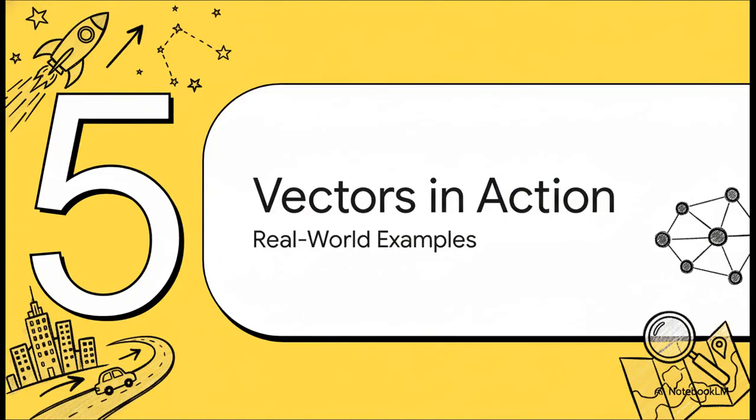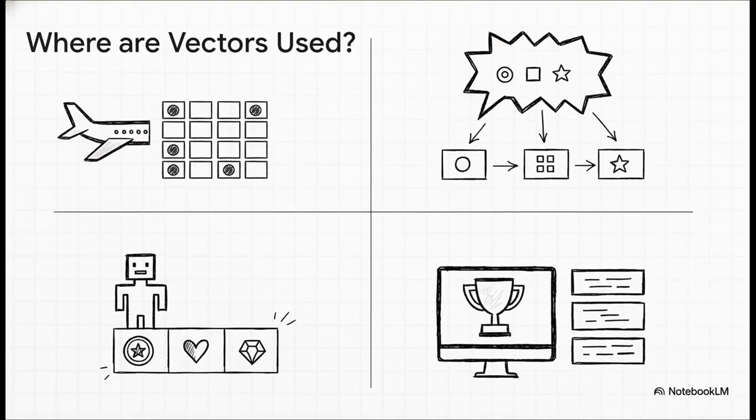So, okay, we've talked a lot about how vectors work, but why does any of this really matter? Where do we actually see this stuff being used? Let's connect it to the real world and see these vectors in action. The truth is, vectors are absolutely everywhere. Think about an airline reservation system. Managing a list of passengers that's always changing, that's a perfect job for a vector.